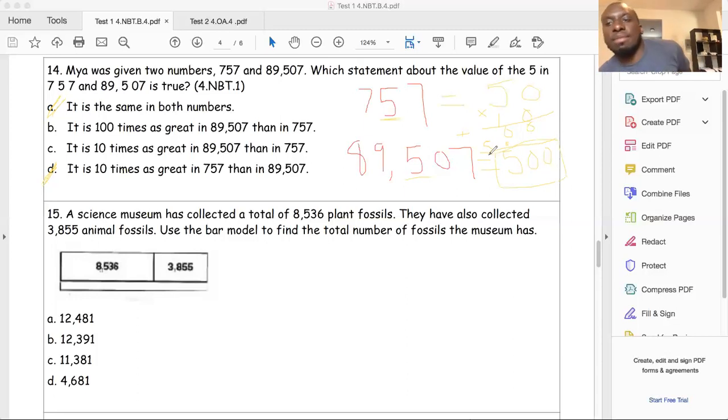Hold on one second. My computer is slowly dying. Let me look at my chart. Give me one second. One second. I am so sorry.